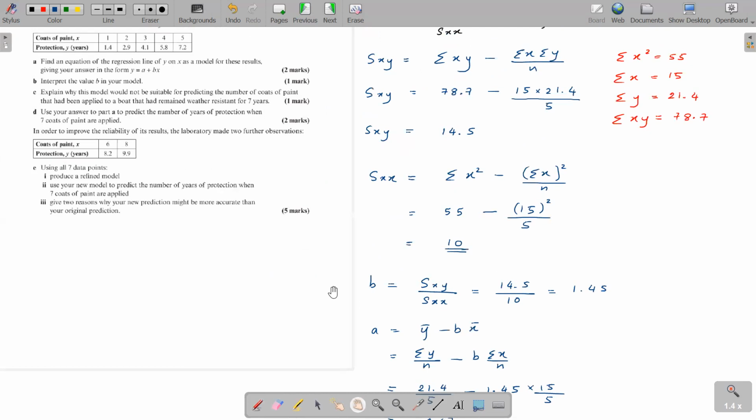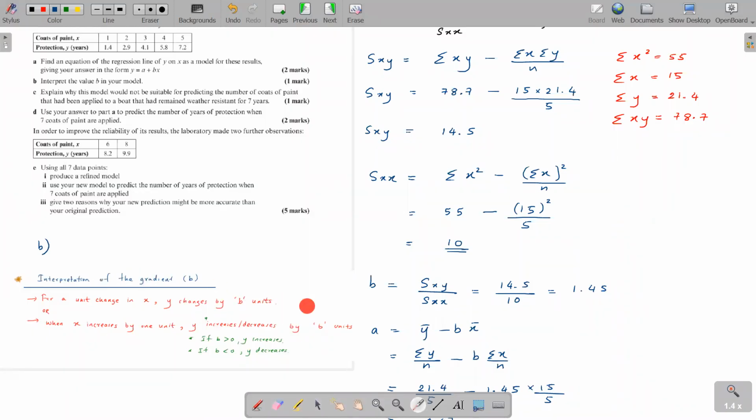Okay, so what do they say here? We are done with part A. Part B: interpret the value of b in your model. So how do you interpret the value of b in the model? I have given you very clearly a note for the interpretation of the intercept and the interpretation of the gradient, right? So turn to that note.